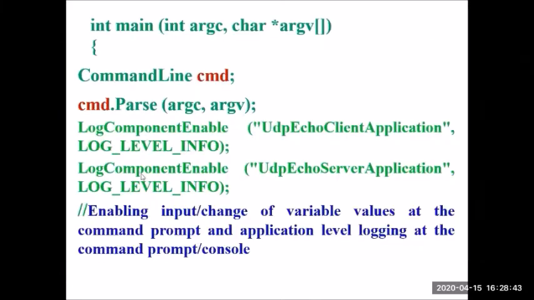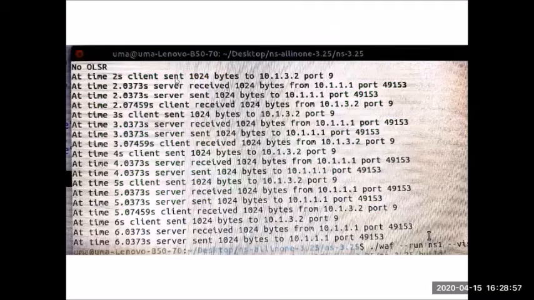This will happen when we write these two lines. If I enable this log component, I've enabled both for UdpEchoClientApplication and the Echo Server. So both client and server, whatever they are doing, it will be logged at the terminal. So the place where you run the code, the logging is happening there itself. I've enabled that logging by using those two lines. Hope you understood what it means.